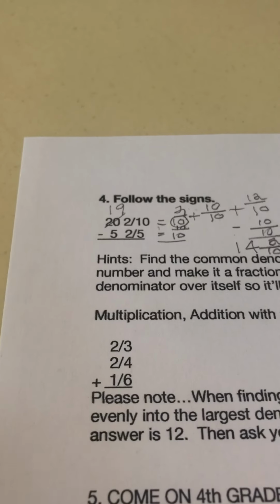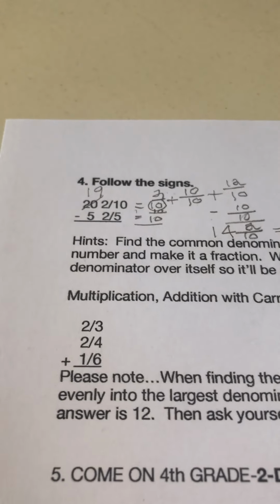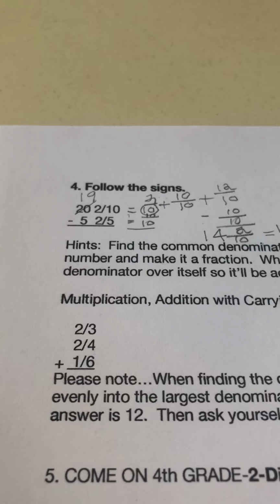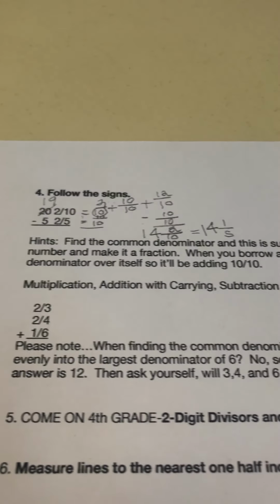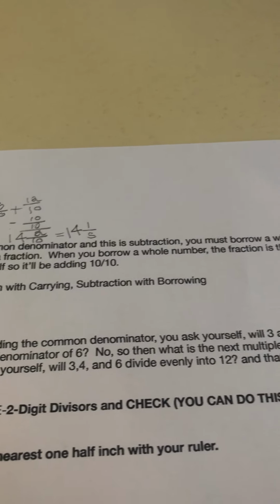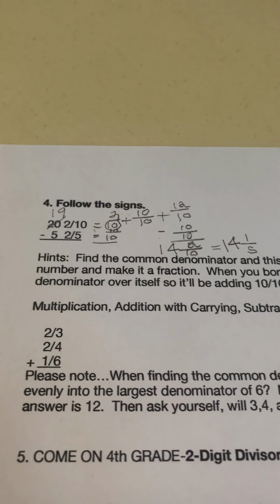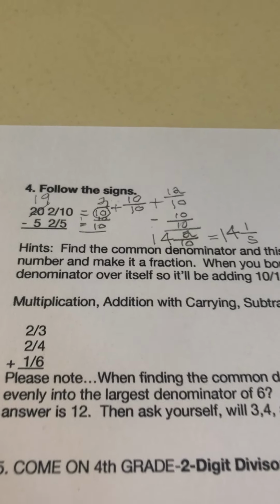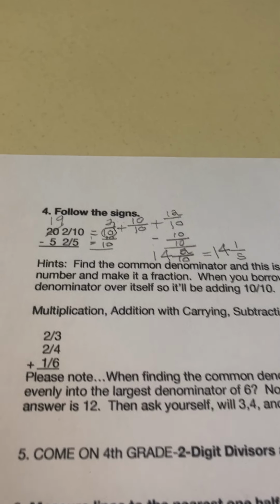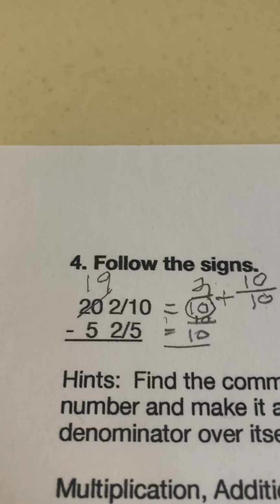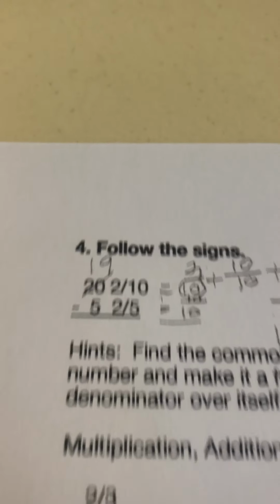Okay, now, 2/3, 2/4, and 1/6. This is adding fractions, isn't it? Please note, when finding the common denominator, you ask yourself, will 3 and 4 divide evenly into the denominator of 6? When you have 3 denominators, a lot of times we just have 2, like up here. You just ask yourself, will 5 divide evenly into 10? And it did, and that was fairly easy.